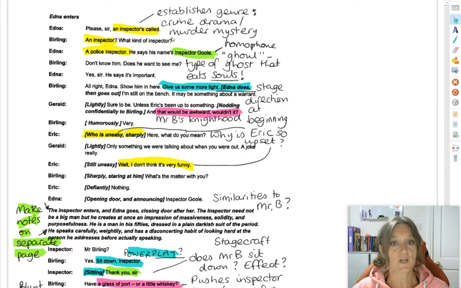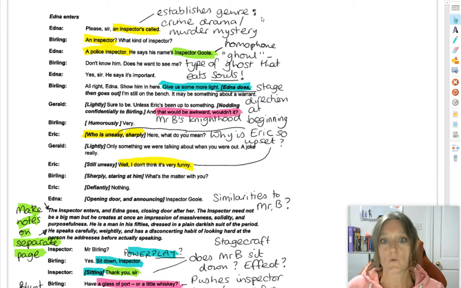So this little exchange here is really helping to establish the genre. It is a crime drama or a murder mystery or a country house mystery, as we've discussed already. The repetition of that word inspector.